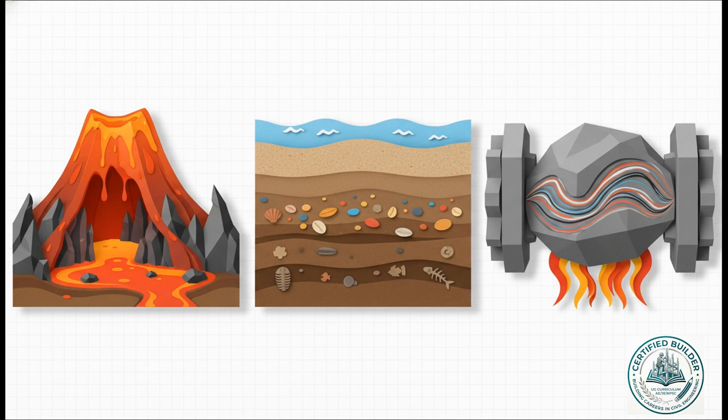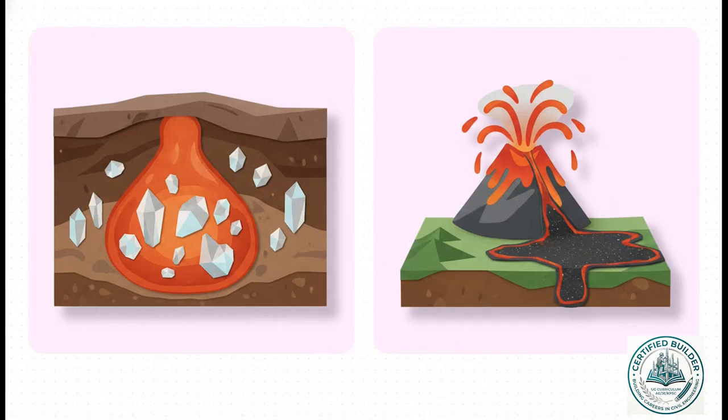Now, let's zoom in on igneous rocks for a second, because this is a favorite exam trick. As you can see, where the magma cools changes everything. Think about it. If it cools super slowly, deep inside the Earth, it has time to form these big, visible crystals. We call those plutonic rocks, and granite is a perfect example. But if it erupts as lava and cools really fast on the surface, the crystals are tiny. Those are volcanic rocks, like basalt. See? Same origin, totally different structure.